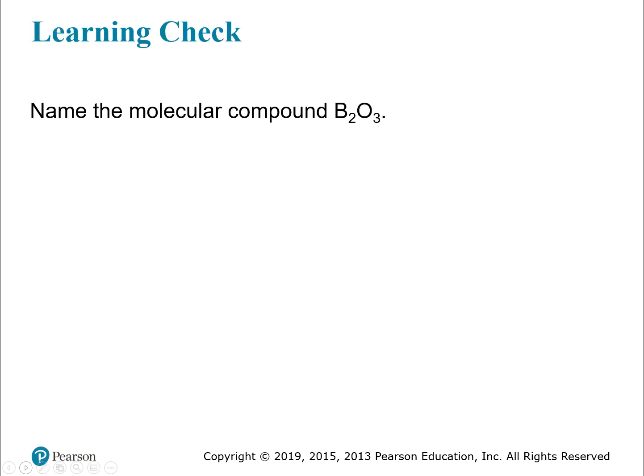One more example. Now we see, we've got a subscript for our first element. So we have to use di to describe how many we have. B is boron, which we don't do enough with. The second word, we're going to start that with our prefix, tri, because there are 3.